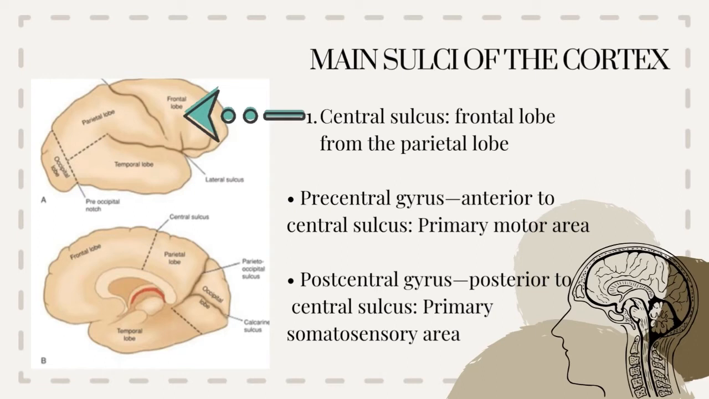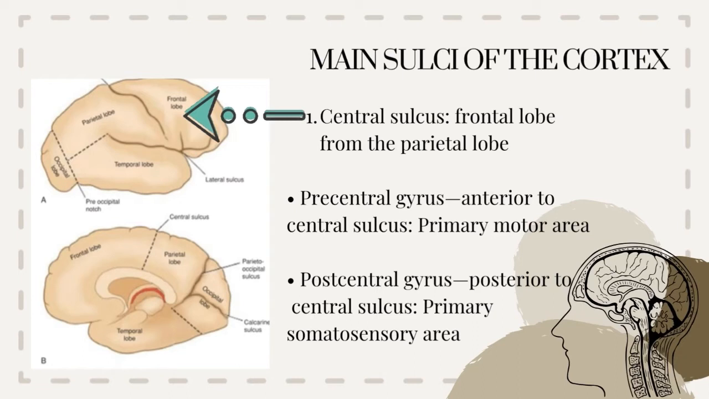So here are the four main sulci. What separates the frontal from the parietal lobe? It's your central sulcus. Then you have your precentral gyrus. It is located in front or anterior to the central sulcus. So it is the primary motor area of the cerebral cortex.